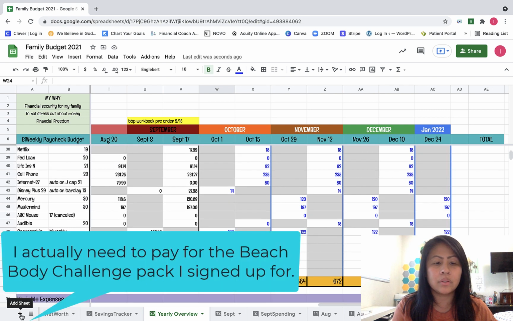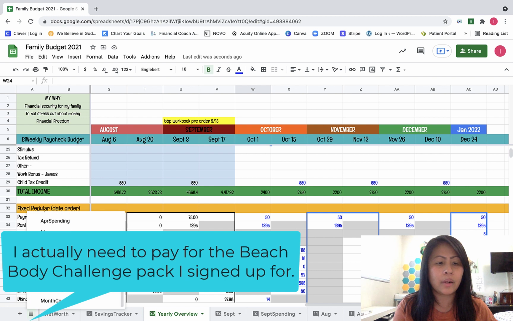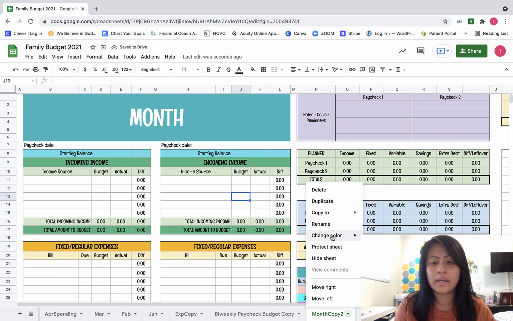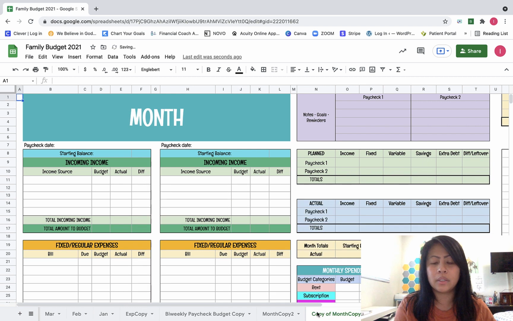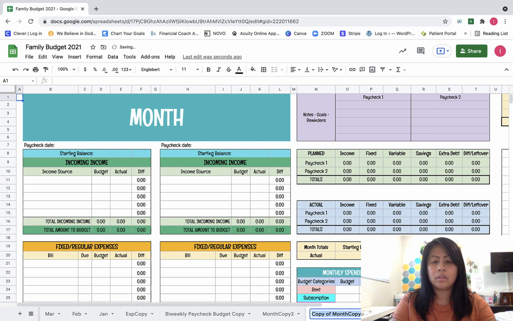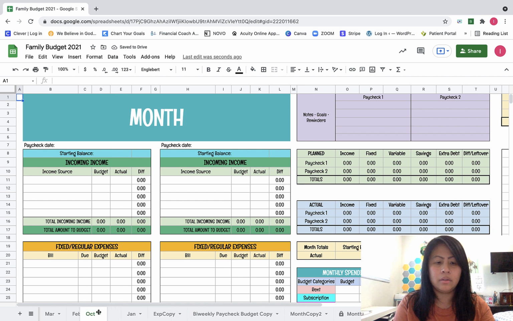So I'm just going to, let me grab my month copy over here. Okay, so with this one, I'm just going to go ahead and duplicate it. My computer is going really slow right now. I'm going to rename it to October. I'll just do OCT. And then I'm going to move that all the way towards the front here.